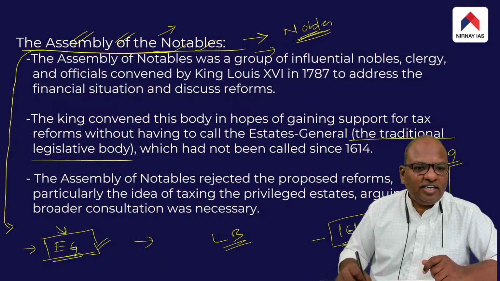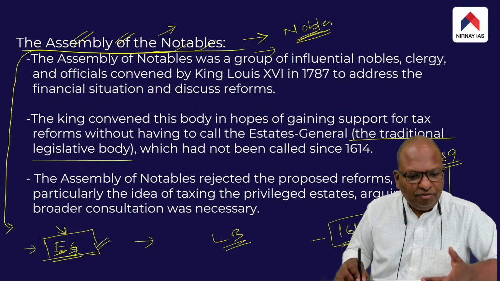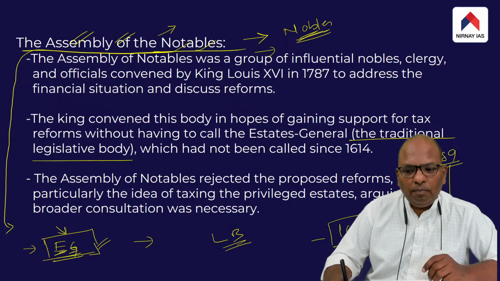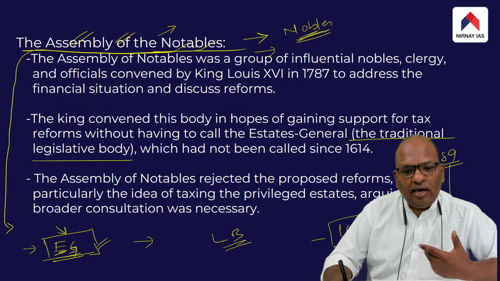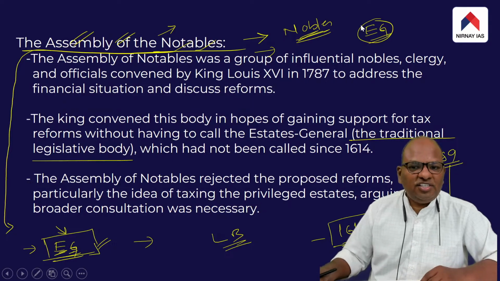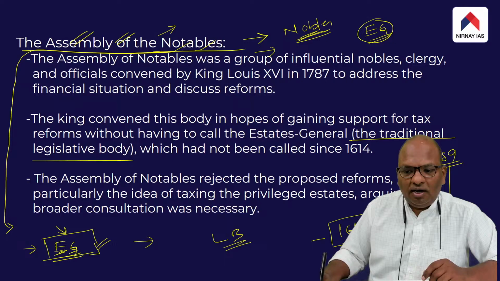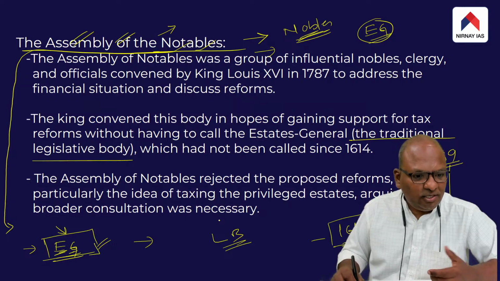But the Assembly of the Notables argued that the only authority to decide the question of imposition of additional taxes is the Estate General. Therefore, the Assembly of the Notables advised the king to summon the Estate General to decide the question of imposition of additional taxes on the people. But this Estate General had not met since 1614. It remained closed for about 175 years. And therefore, the king ordered Necker to conduct elections to the Estate General.